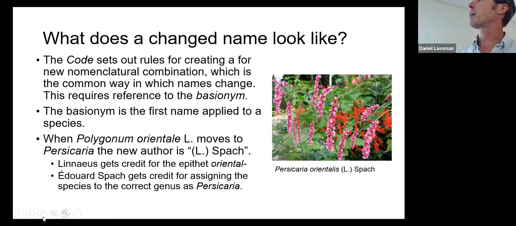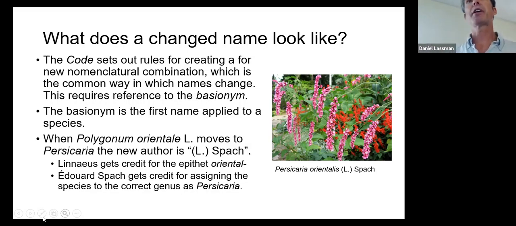So just one more thing. What does a name change look like? Well, the code requires that the names stay pretty constant. And so we have something called a basionym, which is the first specific epithet that gets assigned to a species.